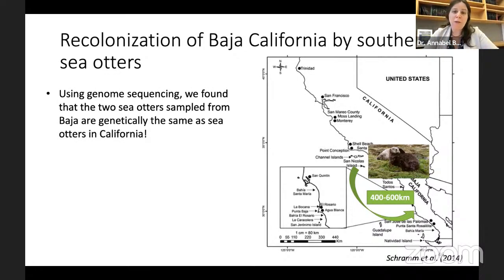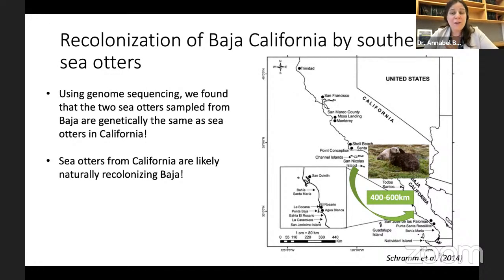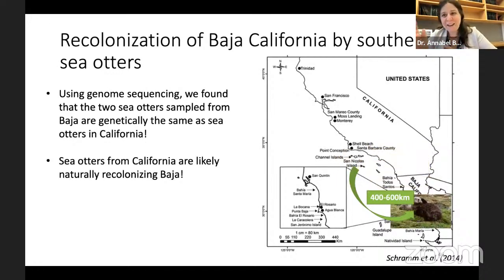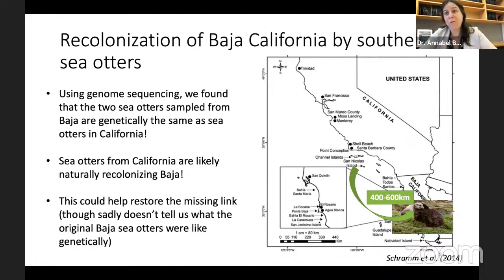And so it seems much more likely that sea otters from California are actually, under their own steam, starting to recolonize Baja, which is quite a distance, 400 to 600 kilometers. It's a non-trivial distance of coastline that they're covering, but that seems more likely than that these otters are actual survivors of the original Baja California population.